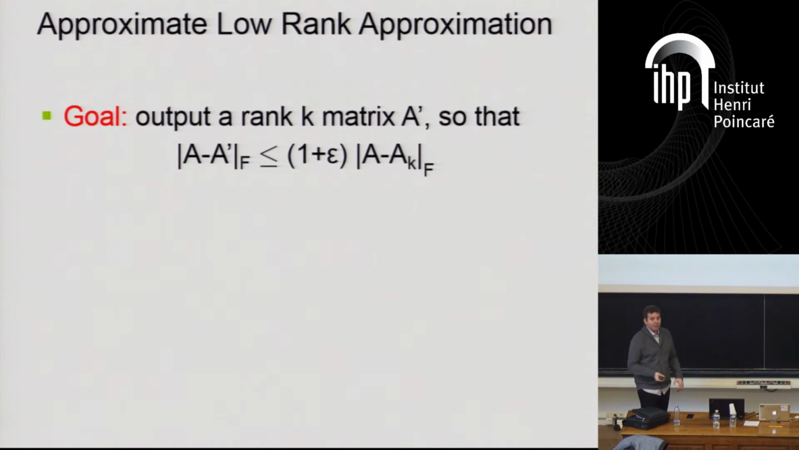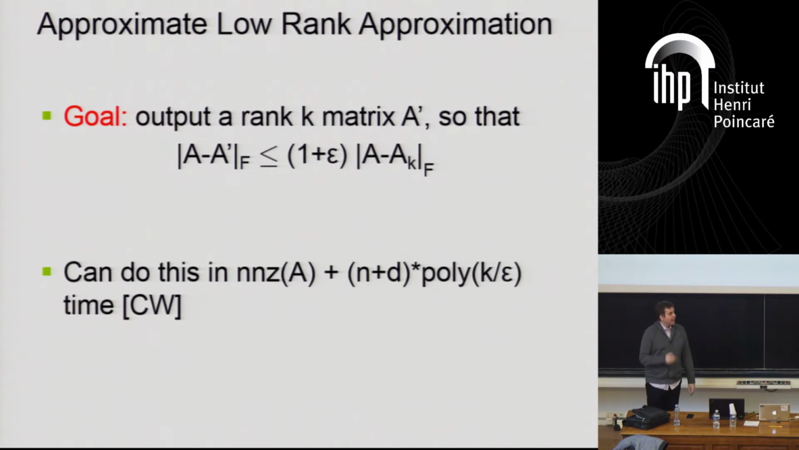We first relax the problem as before to allow for a relative error solution. We output a rank k matrix A prime, which approximates A as well as the best rank k matrix up to a 1 plus epsilon factor. And we can show that we can solve this problem in time nnz(A) plus a lower order term, typically (n plus d) times poly(k over epsilon). The SVD was nd squared time. Even for dense matrices, this is only nd.